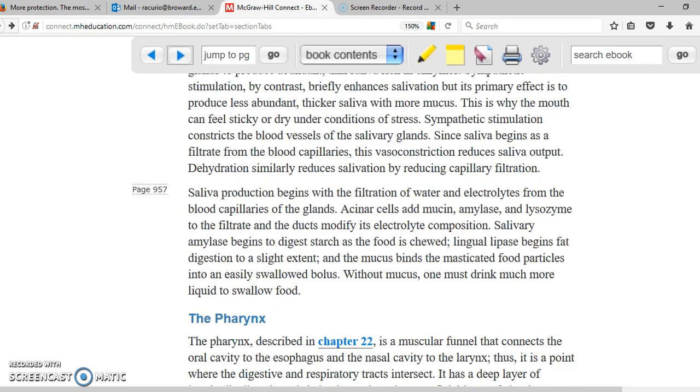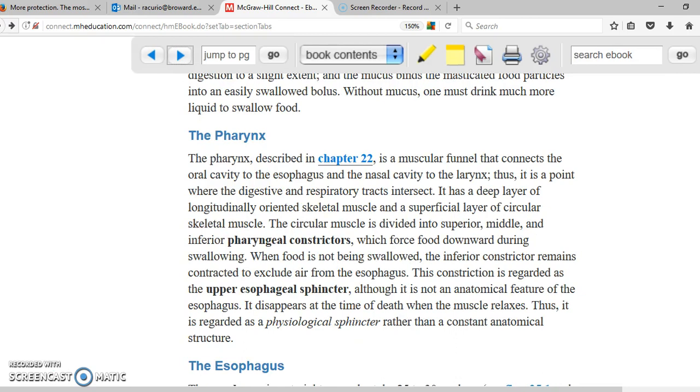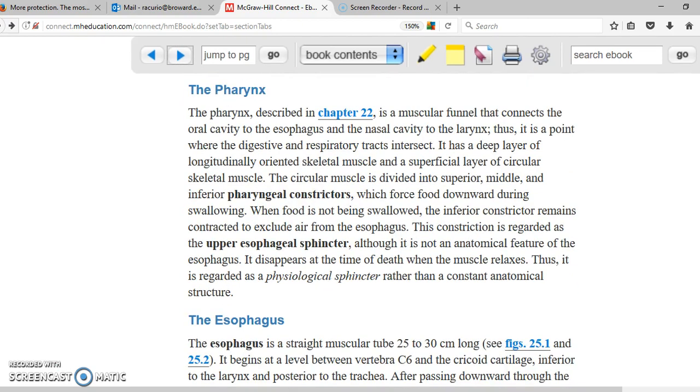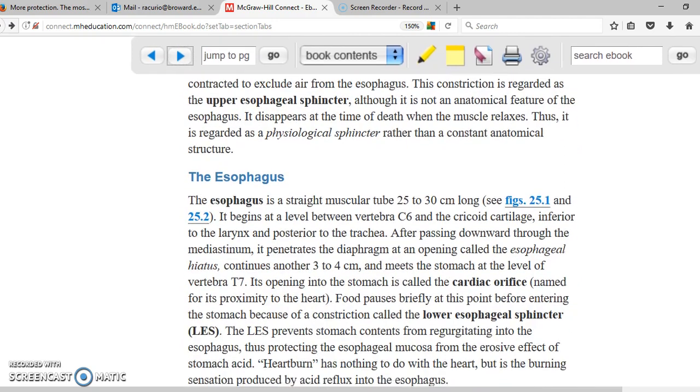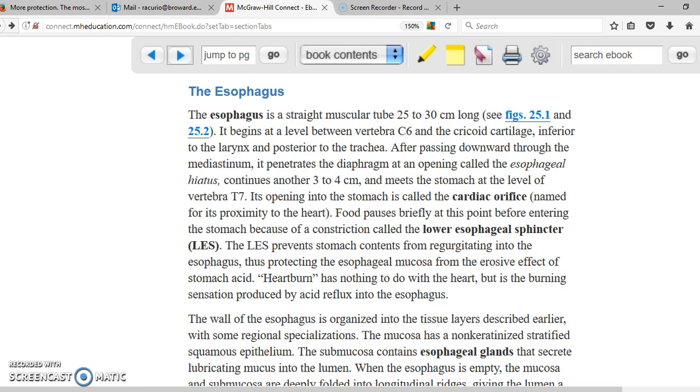I already explained that it's basically water and ions that are going to come out of the capillaries you have in your mouth. The pharynx is behind your mouth, the oropharynx, and we've seen this in the respiratory system. After the pharynx, we are going to continue with the esophagus, which is the continuation of the pharynx.